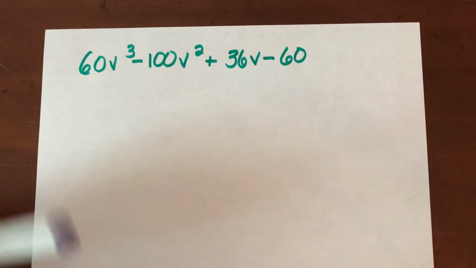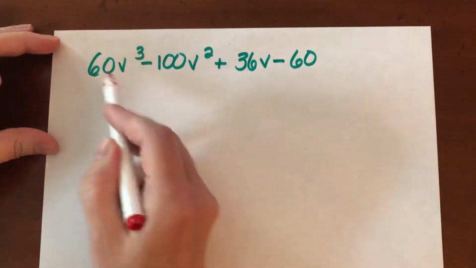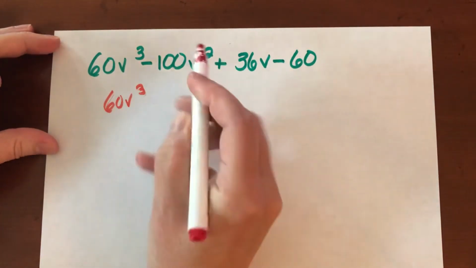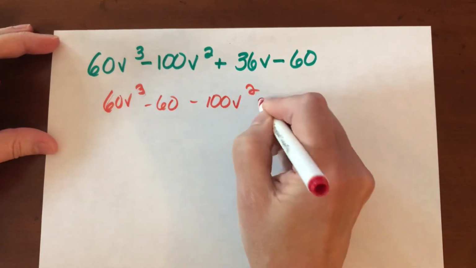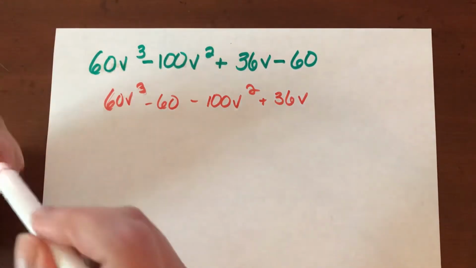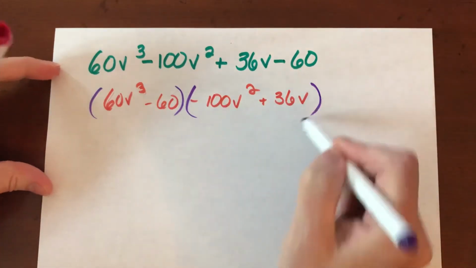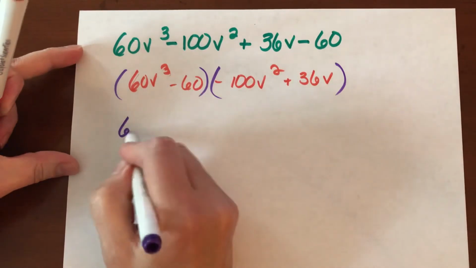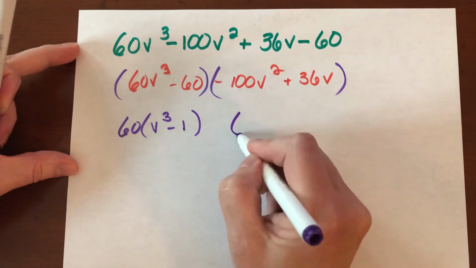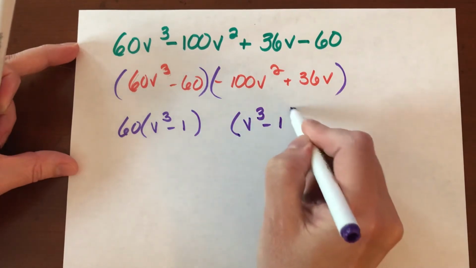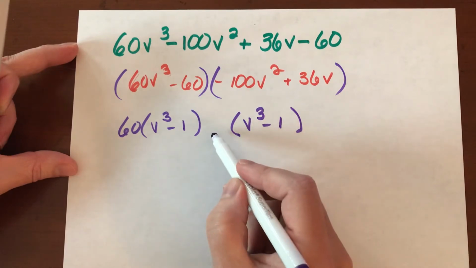All right, so for this one, you know what? I'm going to make this easier. I'm going to move things around. I'm going to do 60v cubed minus 60 minus 100v squared plus 36v. Again, you don't have to do that, but you can if you want. So I'm going to group those two. I'm going to group that two. This way I can pull out a 60, and I'm left with v cubed minus 1. So over here, I'm going to have v cubed minus 1. I know they're going to be the same. So v cubed times what?